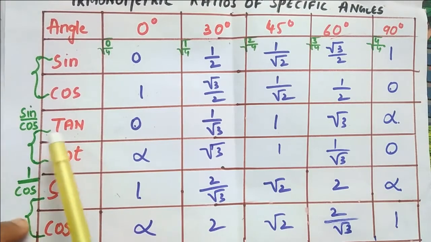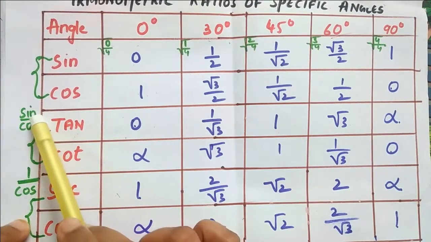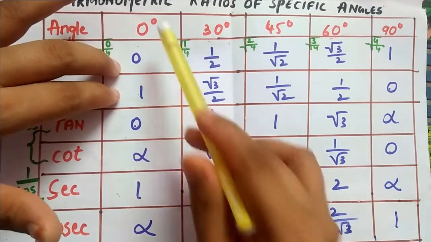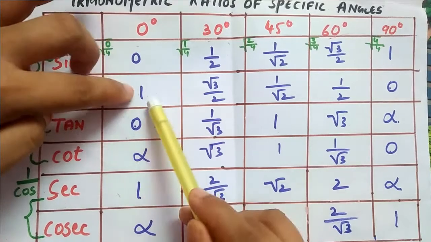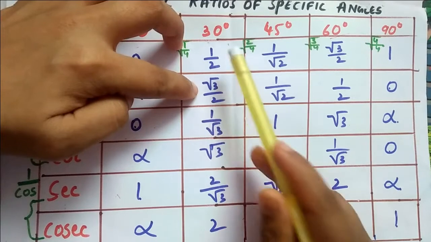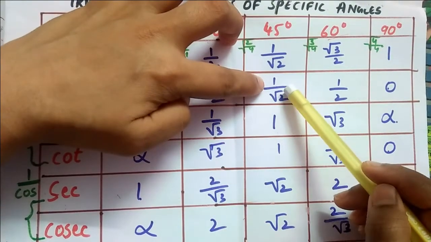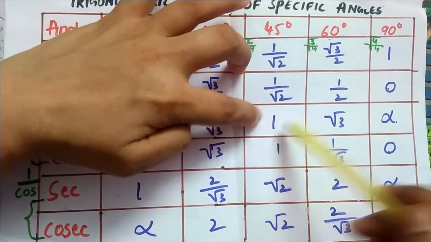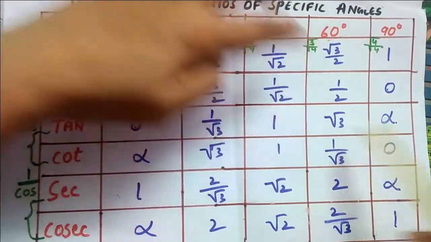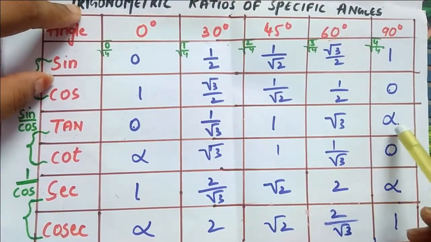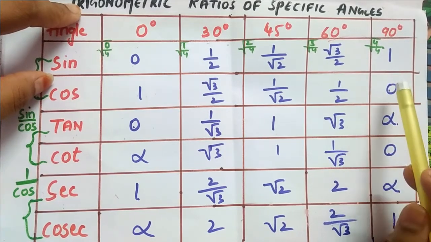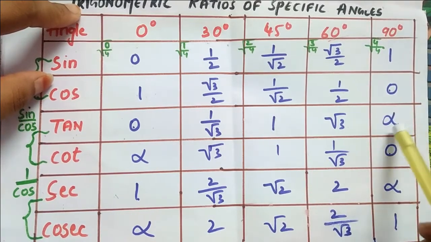Once we get these values, we know what tan is. Tan is nothing but sine divided by cos. These two rows we use to get the value of tan. So 0 by 1 is 0, 1 by 2 divided by root 3 by 2 is, 2 cancels, 1 by root 3. 1 by root 2 divided by 1 by root 2, root 2 gets cancelled, it is 1. Root 3 by 2 divided by 1 by 2, 2 and 2 get cancelled, we get root 3. And 1 divided by 0 is infinity, it is not defined. Any number divided by 0 is infinity.